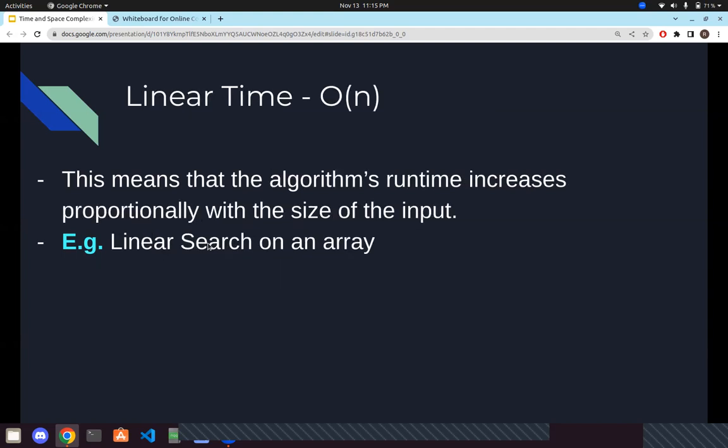Now we're going to move into linear time, O of n. This means that the algorithm's runtime increases proportionally with the size of the input. For example, looping through an array, doing a linear search on an array. And again, remember, we only care about average or worst case time complexities. And again, we don't care about constants. So even if the element is at the middle of the array, that would still be O of n time complexity, just because we dropped the 1/2.